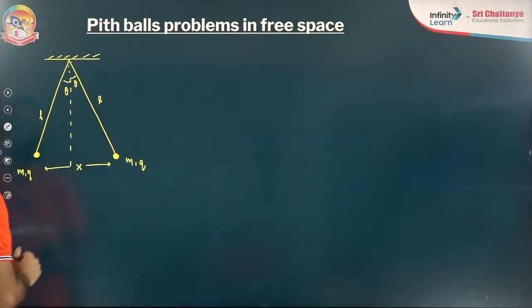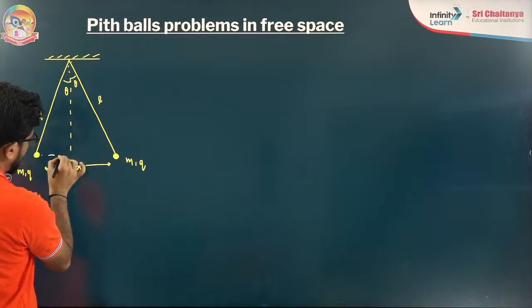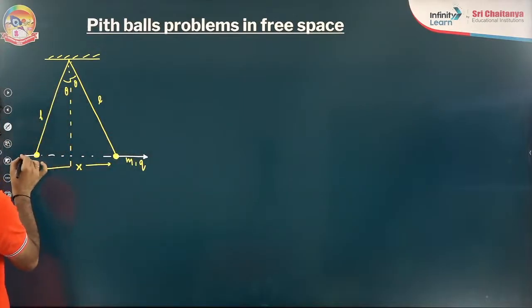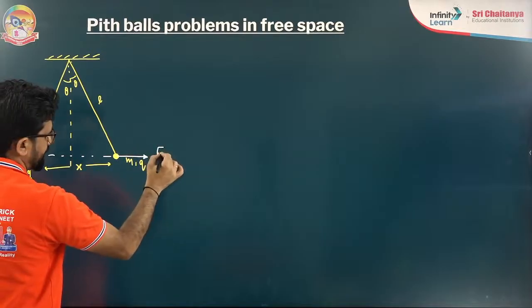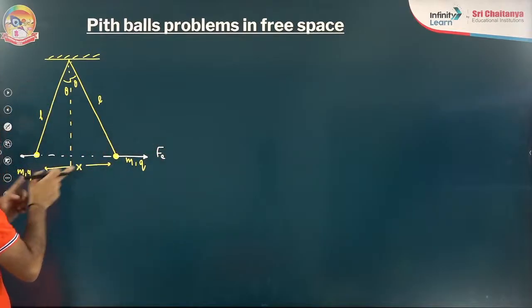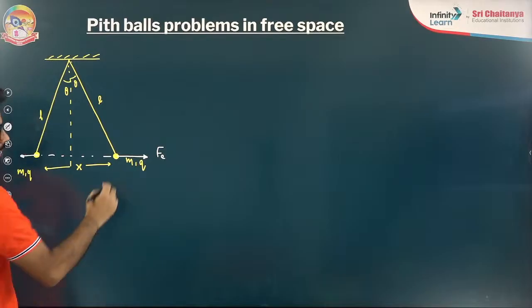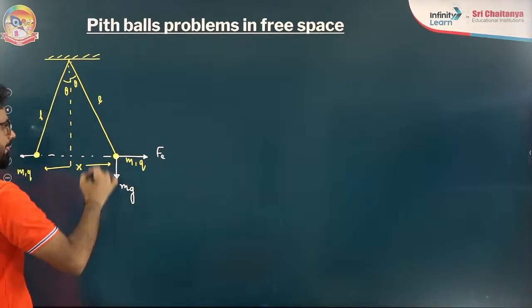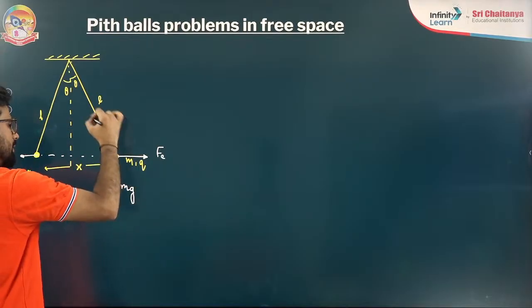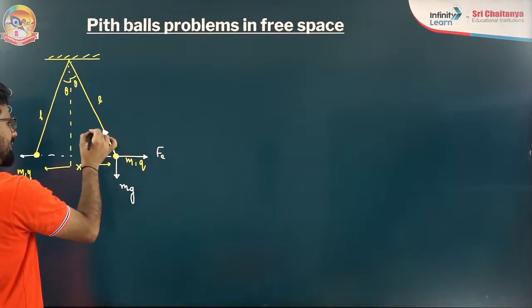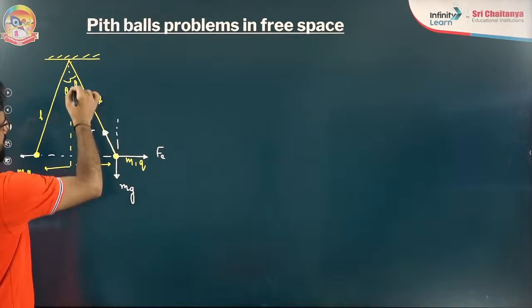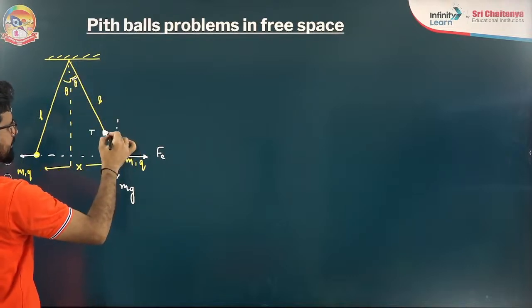Now, what forces can you see here? Just draw them. The very first force is along this line, in the outward direction: the electrostatic force, Fe, a repulsive force. They are repelling each other because like charges are there. The downward force would be mg, and along this string would be the tension, beta. Now you can see one thing: with the vertical, this angle is theta, then this is also theta, beta.